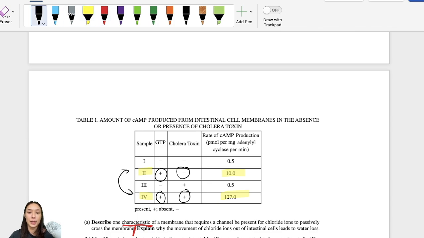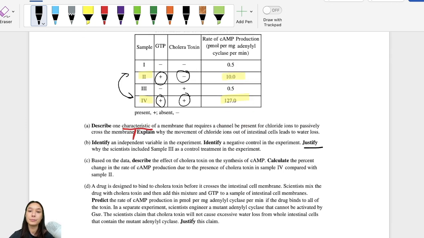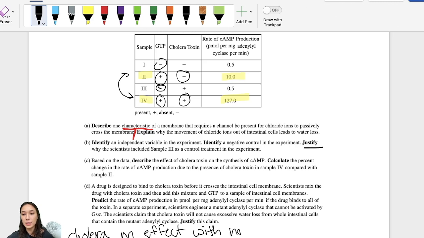So for this, they accepted multiple answers. It depends on which ones you compared to one another. So if you compared 1 and 3, then you would have said that there was no effect in the absence of GTP, okay? Because both of these have no GTP. So I'm going to write down the full answers for these ones. So cholera, no effect with no GTP. And I'm just going to write in brackets that we were comparing 1 versus 3.